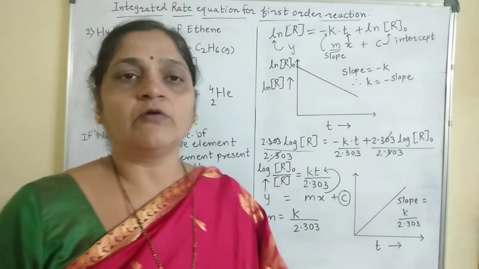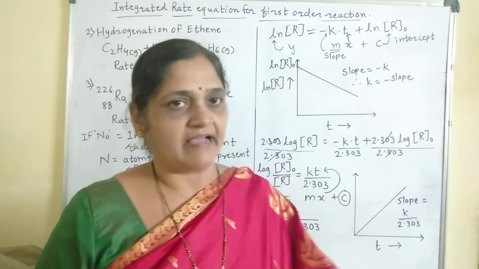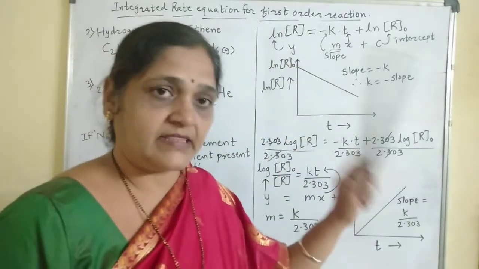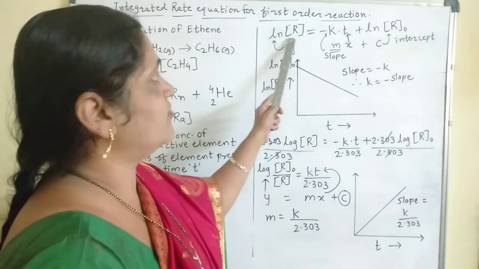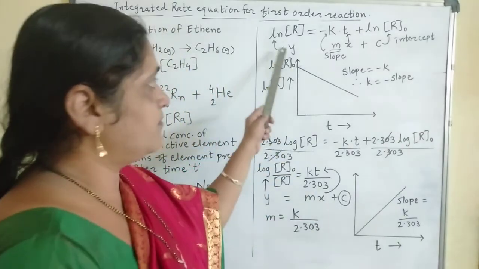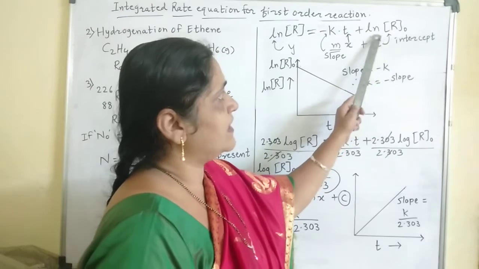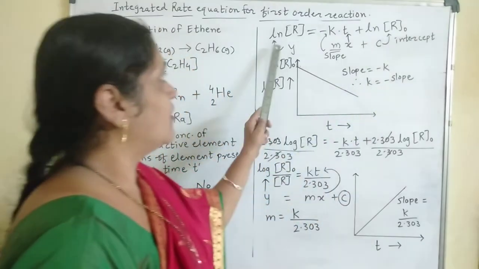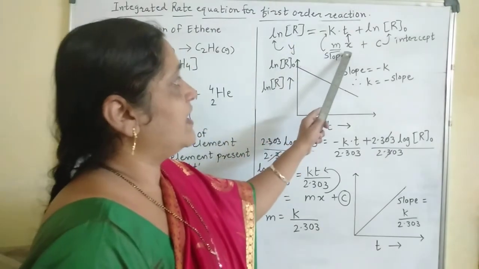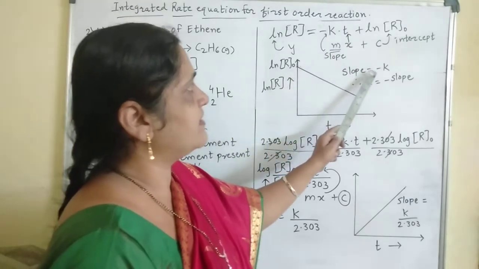Now we will think about the nature of the graph obtained for a first order reaction. For that purpose, consider the rate constant equation we have already derived: ln of R is equal to minus k into t plus ln of R0. If I compare this with the equation of a straight line, y = mx + c, then ln of R0 will be the intercept. On the y-axis I take ln of concentration of R, on the x-axis the time, and the slope of this graph will be minus k.